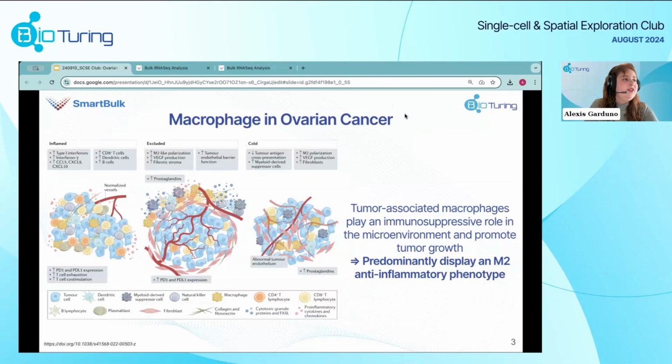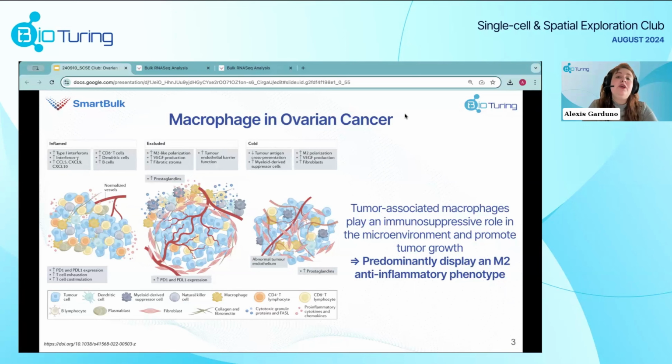Okay, the other diagram that I'll be focusing on gives a bit of background on the role of macrophages in ovarian cancer. This diagram illustrates the different phenotypes of these macrophages in the tumor microenvironment. Inflamed macrophages are characterized by their production of pro-inflammatory cytokines and their role in activating other immune cells. Exhausted macrophages are often associated with chronic inflammation and immunosuppression. Cold macrophages have a more anti-inflammatory phenotype, and this may contribute to tumor progression.